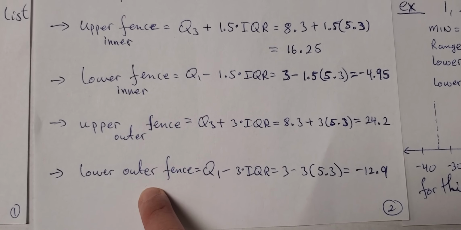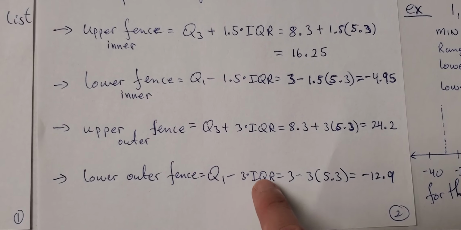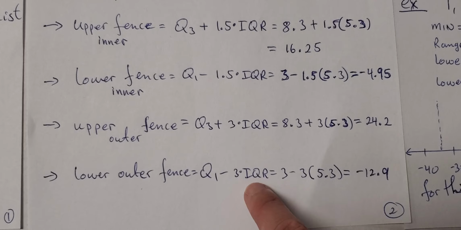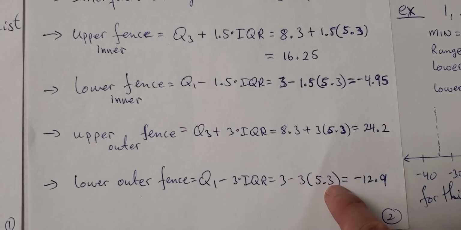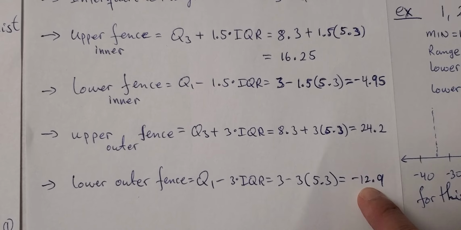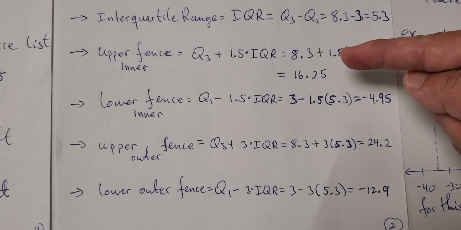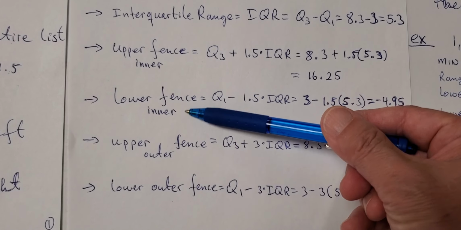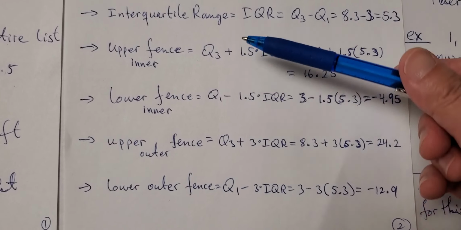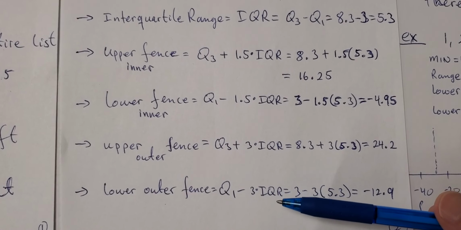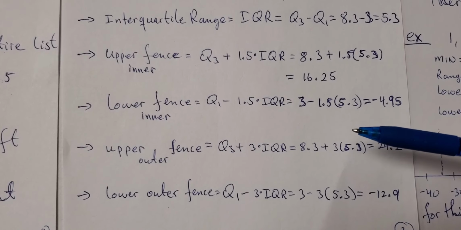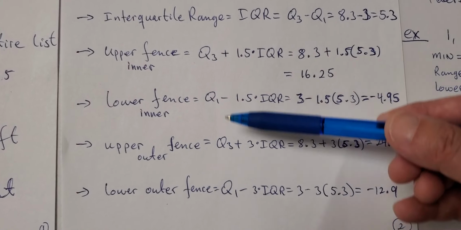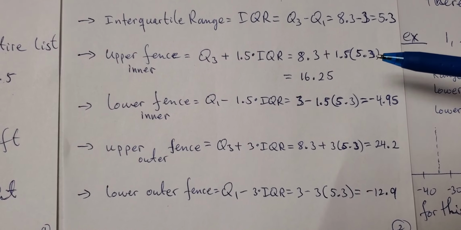Now let's do the lower outer fence. Q1 subtract 3 times IQR. So what is Q1? 3 minus 3 times IQR, which is 5.3. Do your algebra on this, comes out to be negative 12.9. Now again, the main reason why we need the upper inner, lower inner, upper outer, and lower outer is to find the outlier. Now sometimes an outlier could be a strong outlier, and sometimes it could be a weak outlier. So again, we need these 4 fences to find out the outlier.